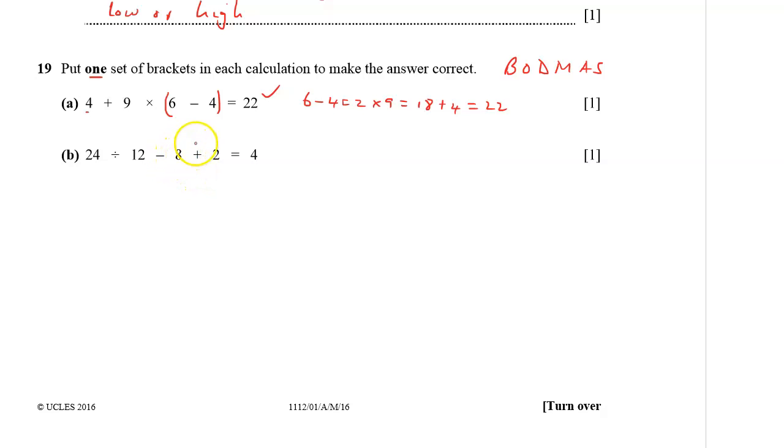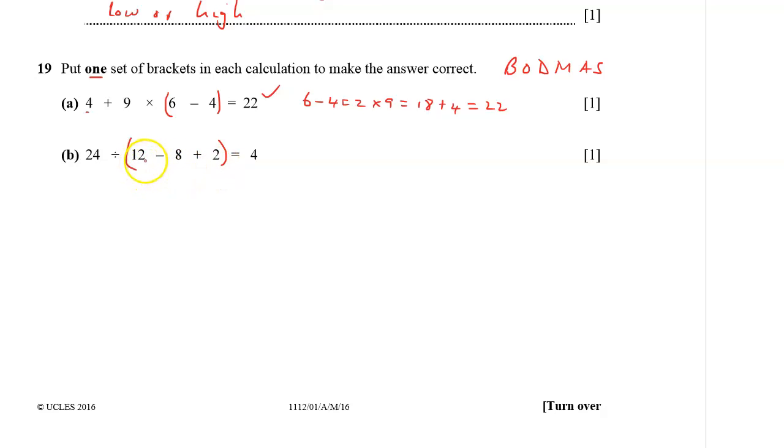Then for B, if you don't have brackets here, you will start with the division, because it's brackets, order, division. So 24 divided by 12 gives us 2. And go to addition. So 8 plus 4 will give us 10. Then we have 2 here. So 2 minus 10 will not give us minus 4. It will give us minus 8, which is not correct. Therefore, we need to think. I'll put my brackets right there, such that I evaluate this first.